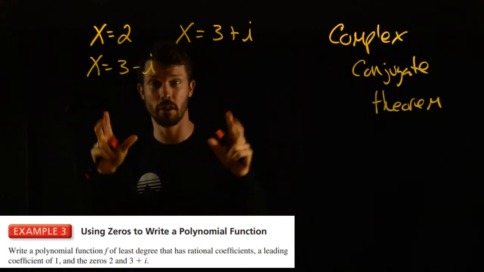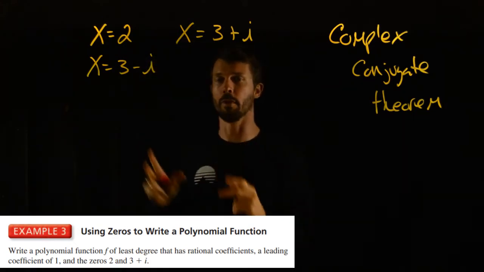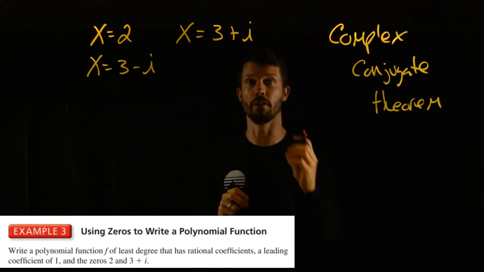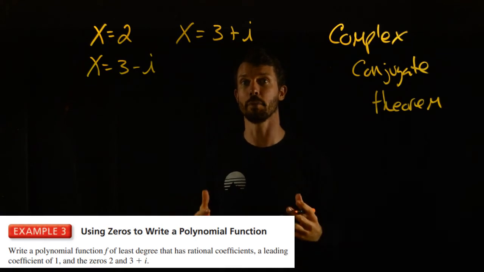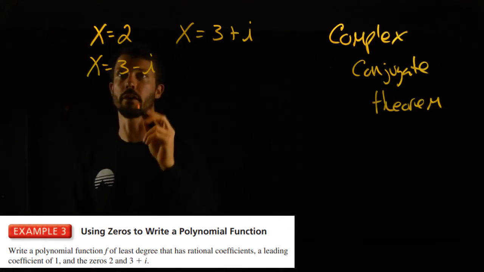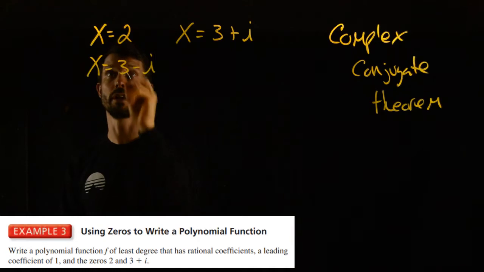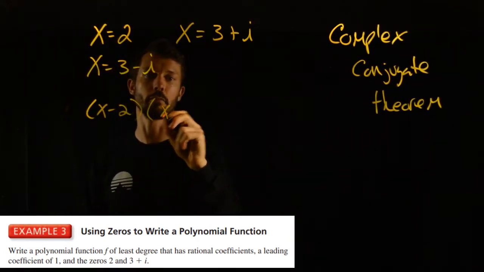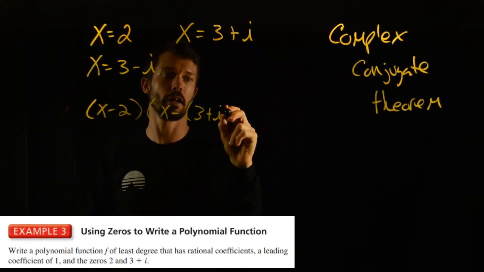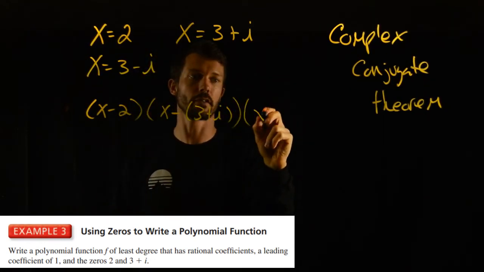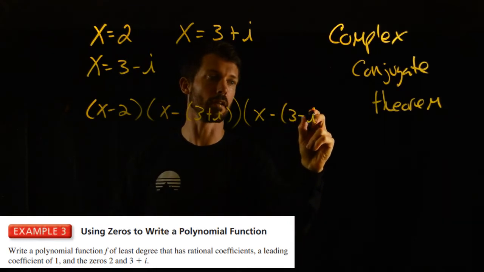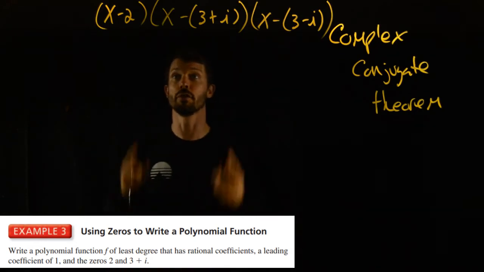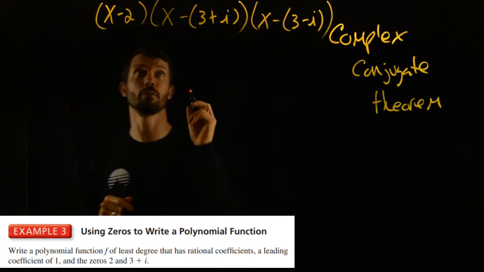So we're going to take those and put them into the format that we want, so we can simplify it down to actually get the polynomial function. All right, so from here, we're going to look at this, x equals 2, then I know it would be x minus 2. I also know that this would be x minus 3 plus i, and this would be x minus 3 minus i. So what we need to do is simplify.